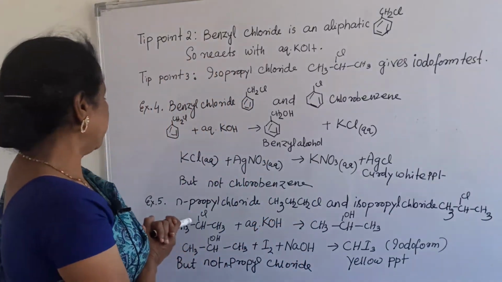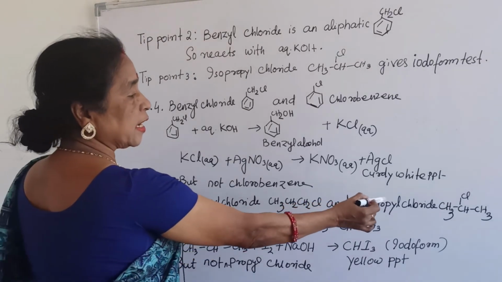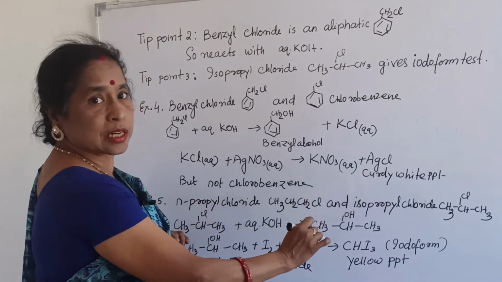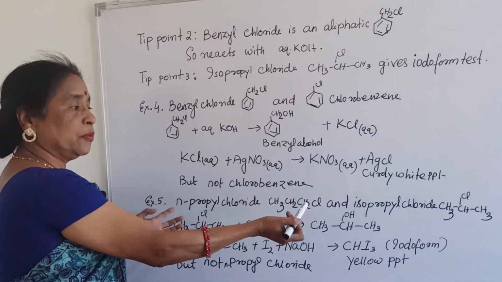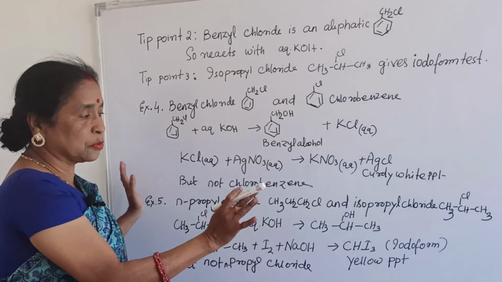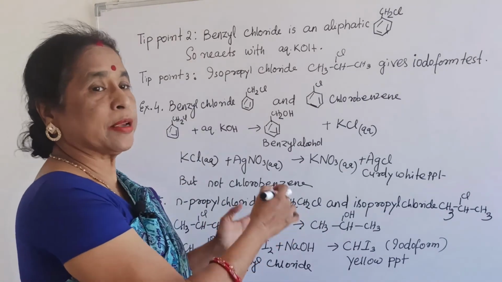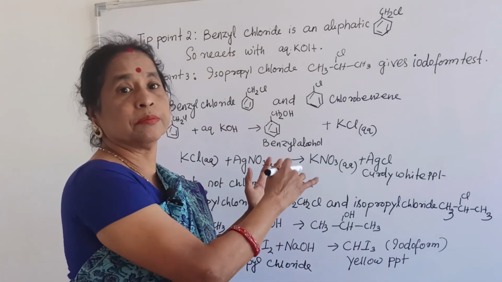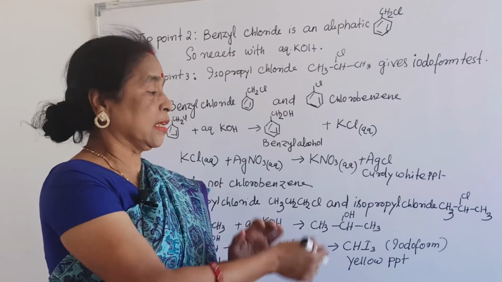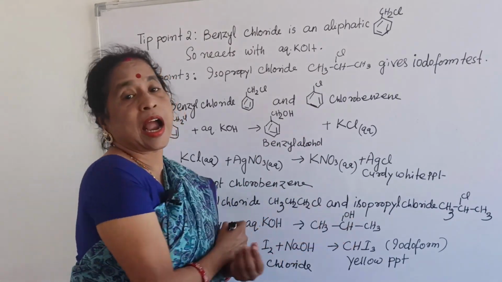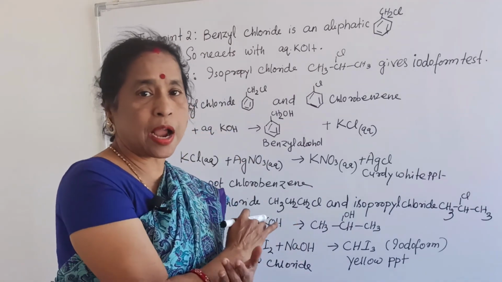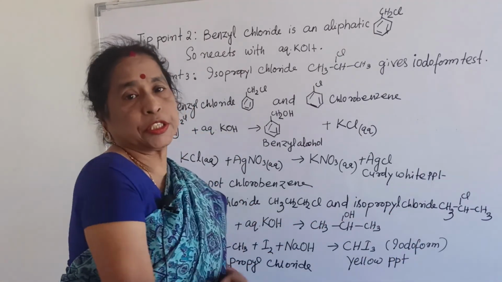Both contain chlorine. When you treat them with aqueous KOH, both will give potassium chloride. That is why you cannot distinguish them with aqueous potassium hydroxide. That is why the iodoform test is taken here. With the help of the iodoform test, both are distinguished.